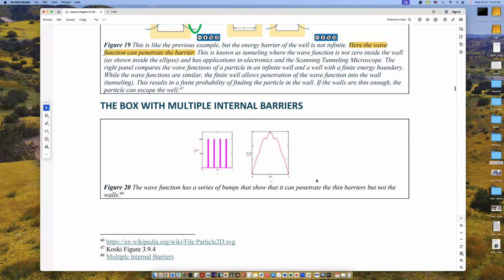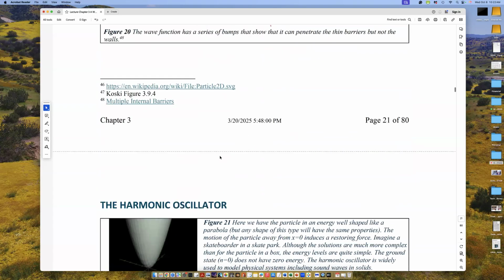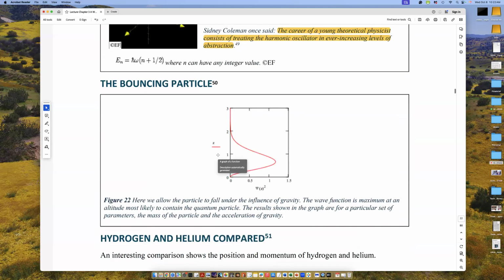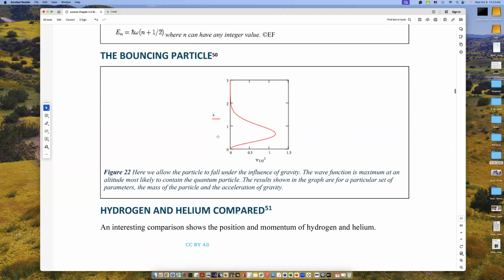And there's interesting extensions of this, like you can have something that looks like a comb, and then you get more interesting results. Here's what happens if you have a quantum particle bouncing in a gravitational field. Like if you could make an elastic quantum particle that you drop, just like dropping a basketball, it bounces, you get a wave function that looks like this. All of this comes from the Schrodinger equation and its solutions.